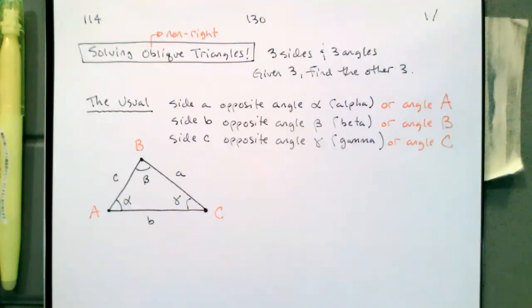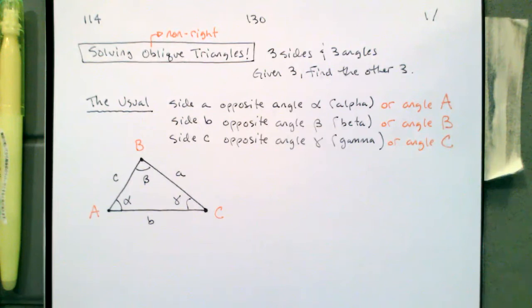The difference now is that you're not given a right triangle. You're not given one of the angles to start. You're not given a right angle to start. In the solving right triangles game, it was still given 3, find the other 3, but one of the 3 things that you were given was a 90-degree angle. So now we're just going to play the evolution of that game where you don't have a right angle. The game is still the same. Of the 3 sides and 3 angles, I have to give you 3 pieces of information, and you have to find the other 3.